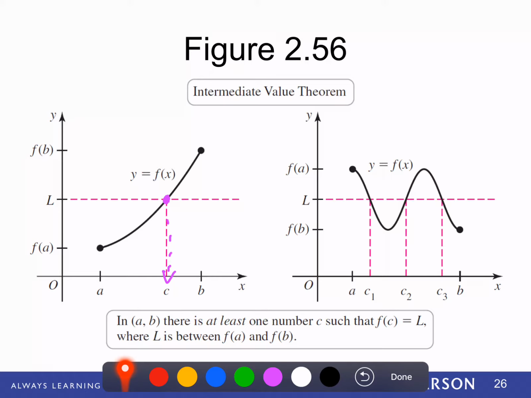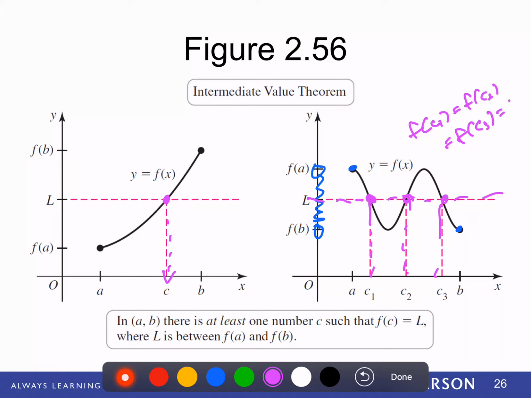The other one shows another thing that can happen. Here I have f of a on top, f of b on bottom. Again, we're looking at the region between f of a and f of b. Take any value you want, L. In this case, I actually get 3 spots. I get one right there, and right there, where f of c1 equals f of c2 equals f of c3 equals L.